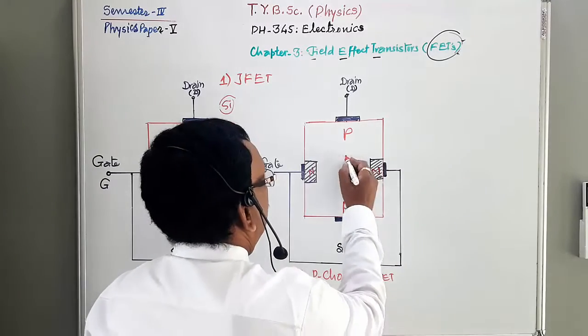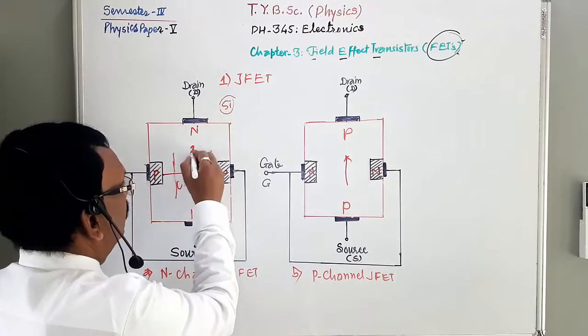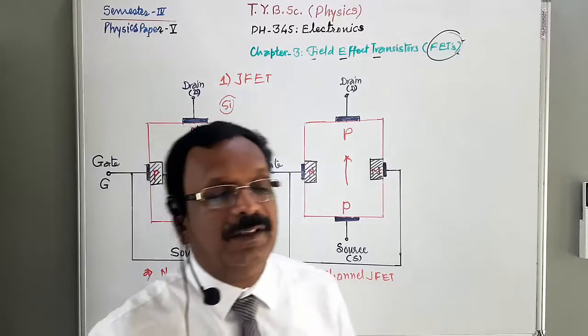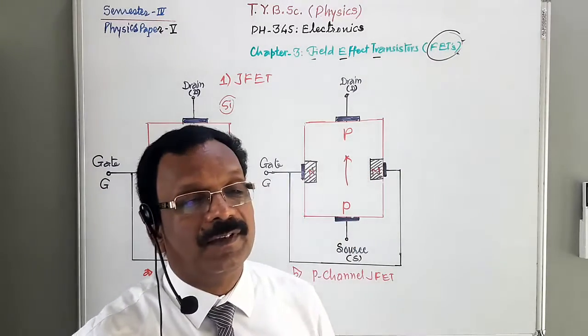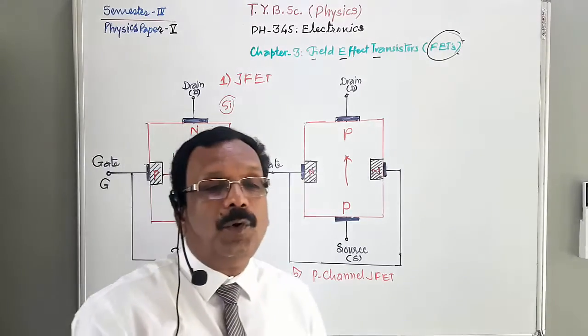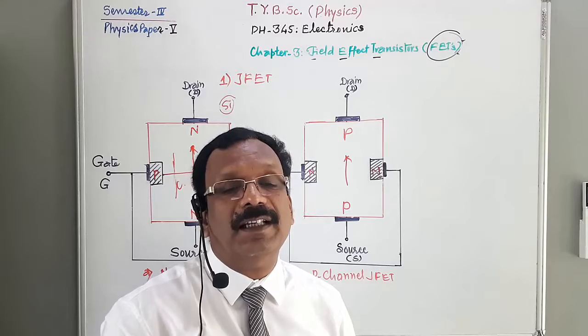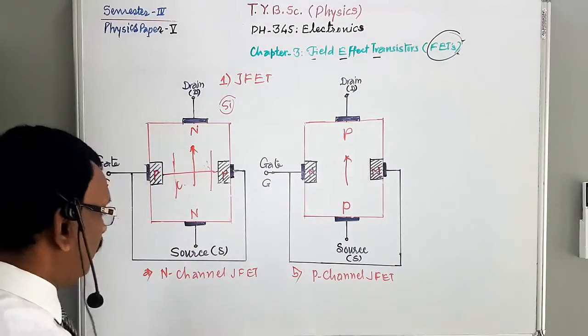So this is P channel JFET and this is N channel JFET. Now we are going to see the schematic symbols for both N channel and P channel JFET. See here, the symbols are very simple and very interesting.